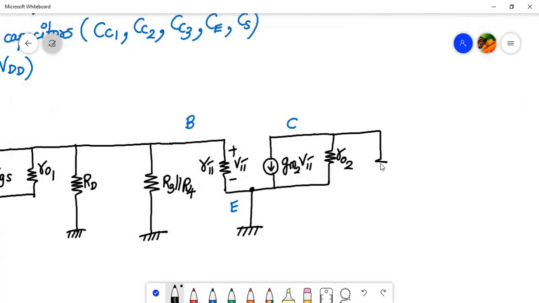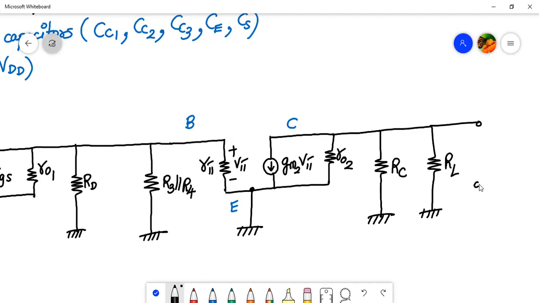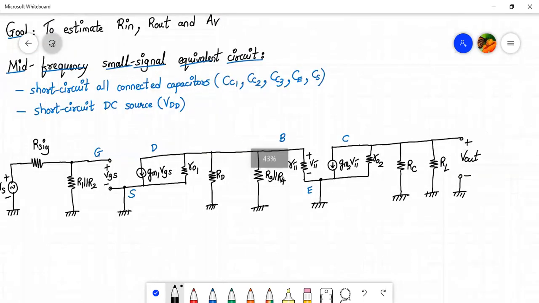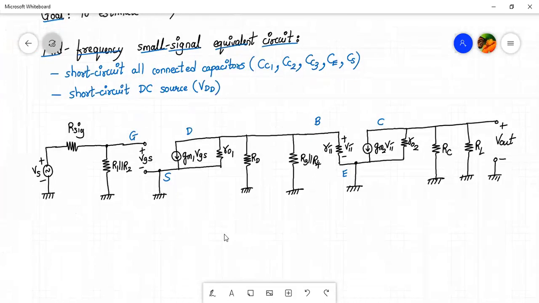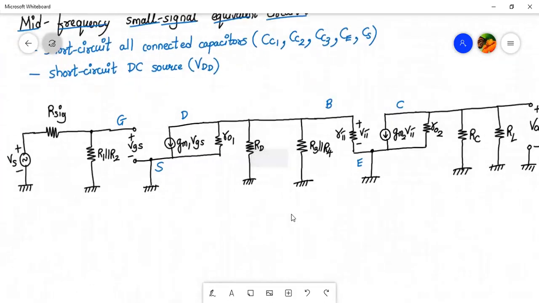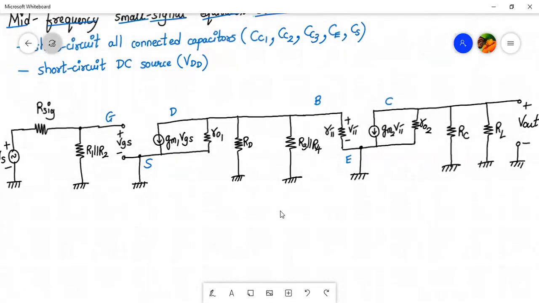Resistor RC, and in parallel with it we'll have a resistor RL. And across the resistor RL, we have a voltage, meaning in parallel again. So here we'll mark the voltage V out. Okay, and that will complete the small signal model, I mean the mid frequency small signal model for the given amplifier, cascade amplifier. So here it is, the entire circuit, right?